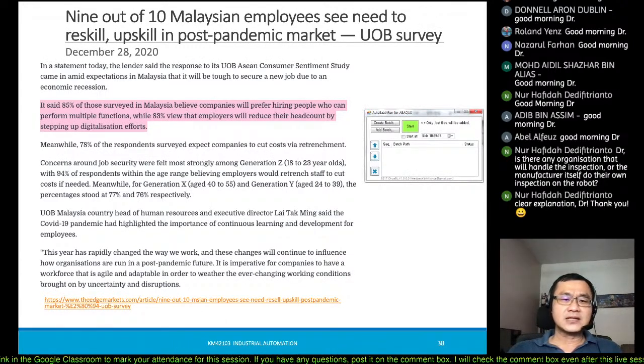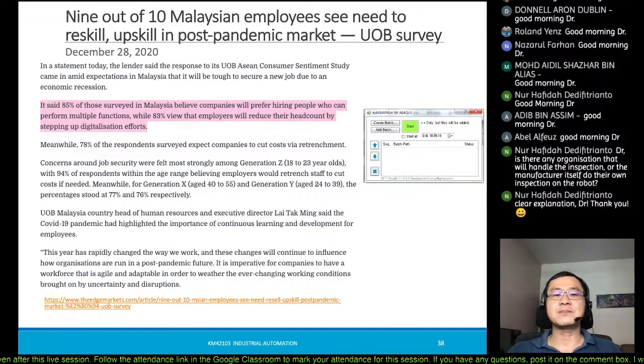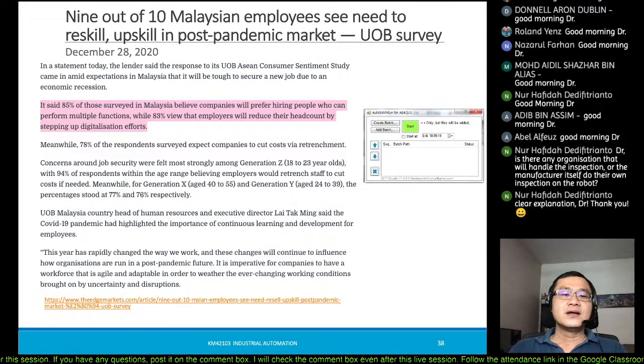So this is an article that I read at the end of last year, where they did a survey saying that 9 out of 10 Malaysians see the need to reskill and upskill in the post-pandemic market. What reskill means is that if you work long enough in the industry, it is time to reskill, to learn a new skill. Upskill is when you already have knowledge of a certain skill and you want to upgrade the skill itself to a higher level.